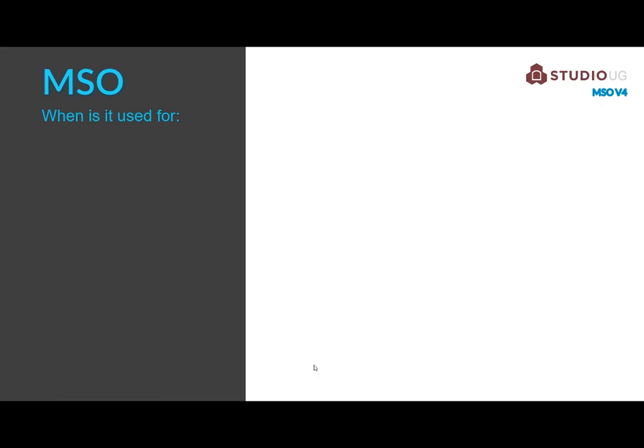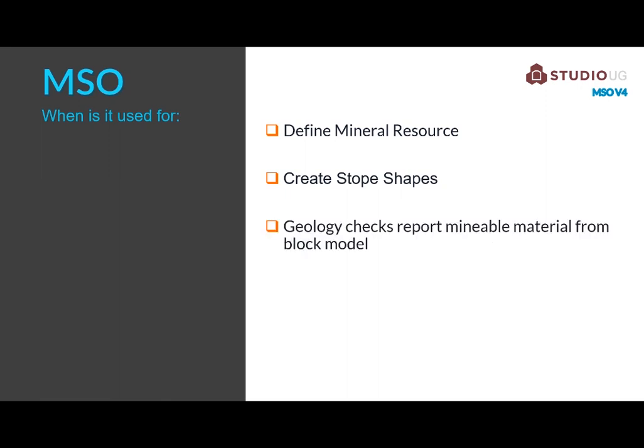MSO, when it's used to define mineral resource, often enough people use that to publish the JORC mineral resource. Create stope shapes, that's the main use. Geological checks and report mineable material from the block model. That's where a lot of geologists use it, but they can use it for other purposes. But generally that's what they're looking for.